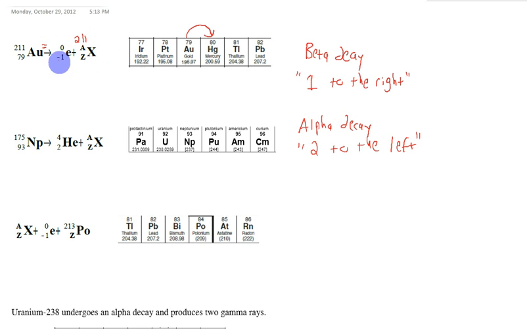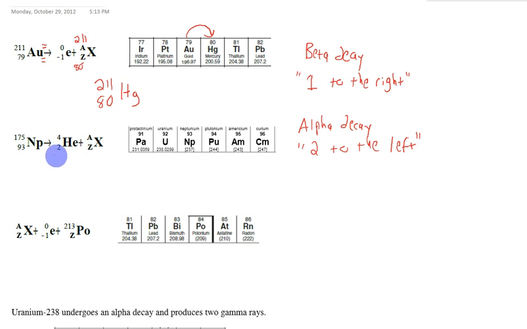Now I'm taking a look at the atomic number. So I'm saying that 79, I've got an arrow, so that's the equal sign down here also. 79 equals -1 plus Z. Well, what plus -1 will give me 79? Well, the answer is 80. 80 plus a -1 is 80 minus 1 is 79. So I know that my atomic number had to be 80. So like we predicted based upon the rule that beta decay is 1 to the right, I find out that the result of this is mercury 211. Okay.